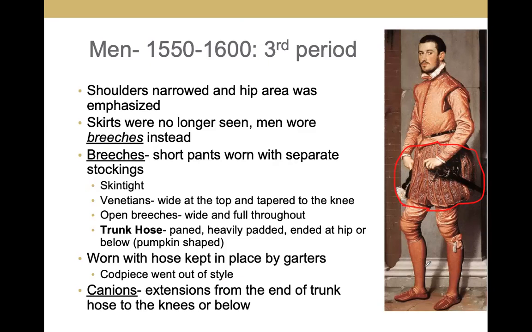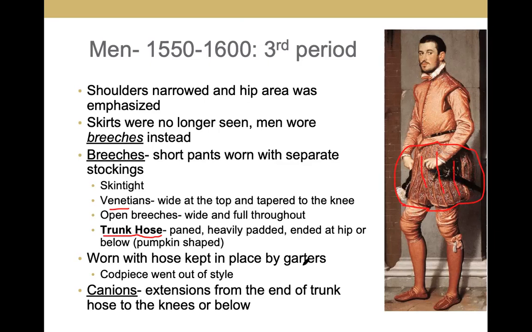There were different types of breeches depending on where you lived in Europe and what the occasion was. So sometimes they were really tight. Sometimes they were wide at the top and tapered to the knee. And then the trunk hose were one of the most popular, and these were what the royalty in England tended to wear mostly. And they were really padded. They would actually put padding inside of them. They ended at the hip or right above the knee, and they were really big and pumpkin shaped. They were also paned. You can see here that they have strips of fabric making up these breeches. So they were created with panes.